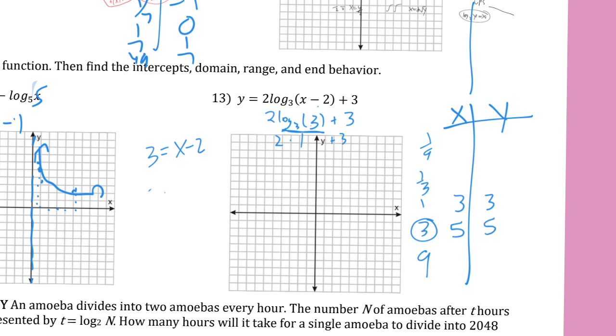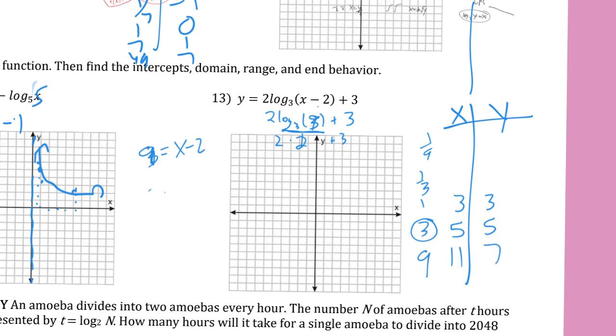Now, they don't always match, but we could try 9. If you try 9, set 9 equal to your argument, you're going to get x is 11. And so if you plug in x is 11, 11 minus 2 is 9. 3 to what power is 9? That'd be a 2. 2 times 2 is 4 plus 3 is going to give us 7.